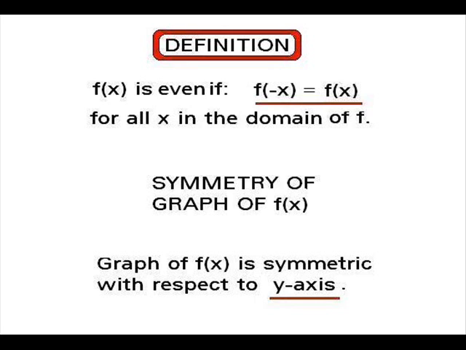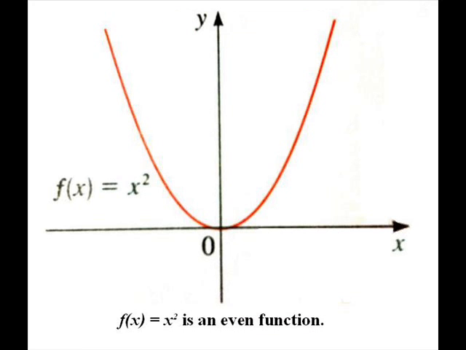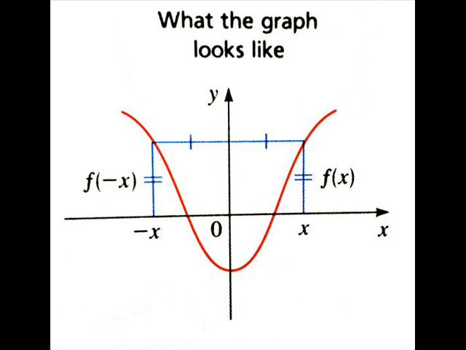For instance, the function f of x equals x squared is even because f of negative x, or negative x squared, equals positive x squared equals f of x, which was the original function. Therefore, we have f of negative x equals f of positive x. That's why the function is called even.